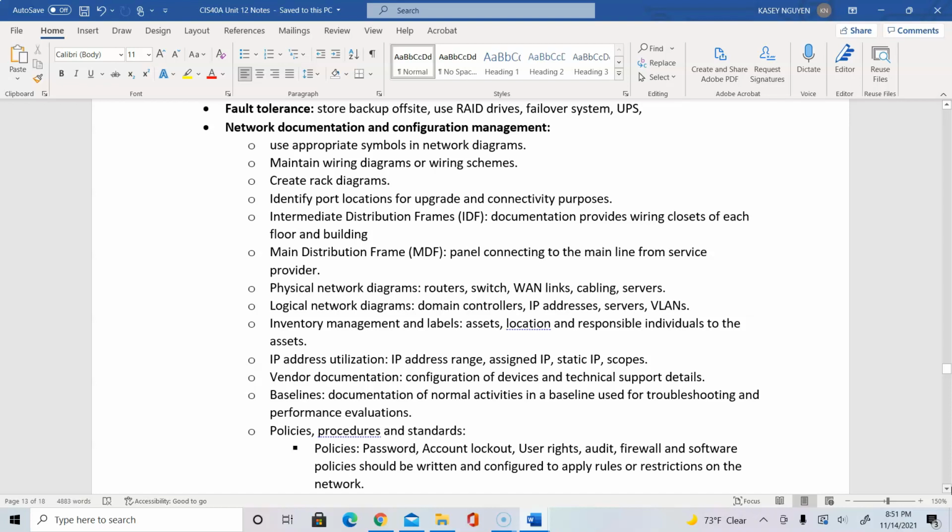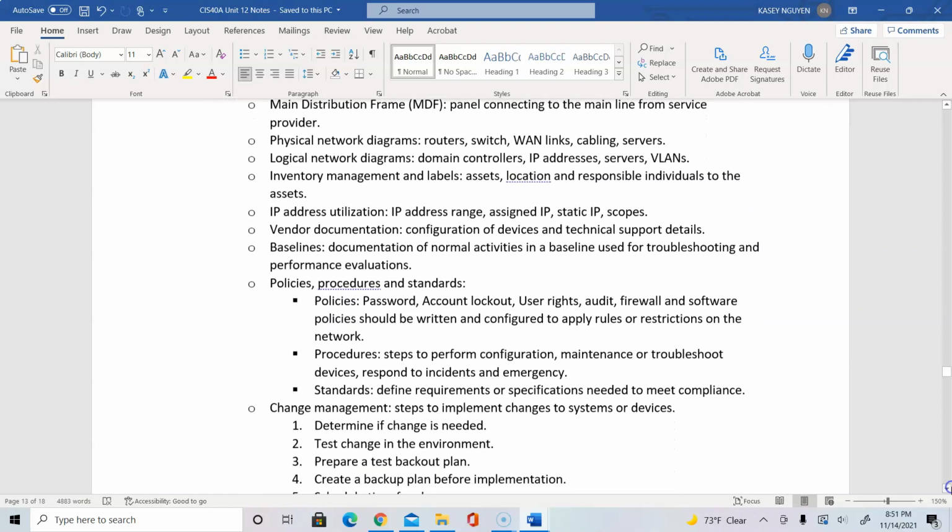We would have documentation that consists of baselines, which would be statistics on normal activities that would then be used for troubleshooting and performance evaluations. Our documentation should also include policies, procedures, and standards. Policies such as password, account lockout, user rights, audit, firewall, and software policies. These are rules that are written and configured to restrict or control network resources.